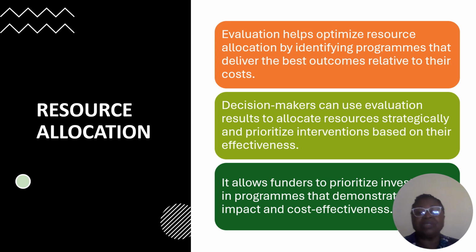Resource allocation. Program evaluation helps optimize resource allocation by identifying programs that deliver the best outcomes relative to their cost. Decision makers can use evaluation results to allocate resources strategically and prioritize interventions based on their effectiveness. It allows funders to prioritize interventions in programs that demonstrate impacts and cost effectiveness.